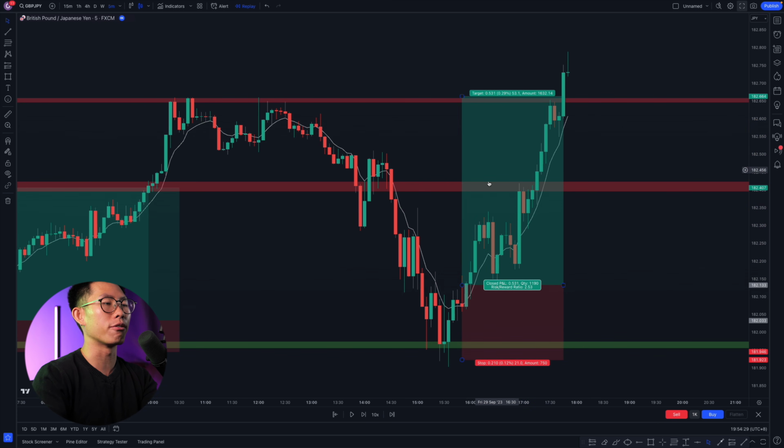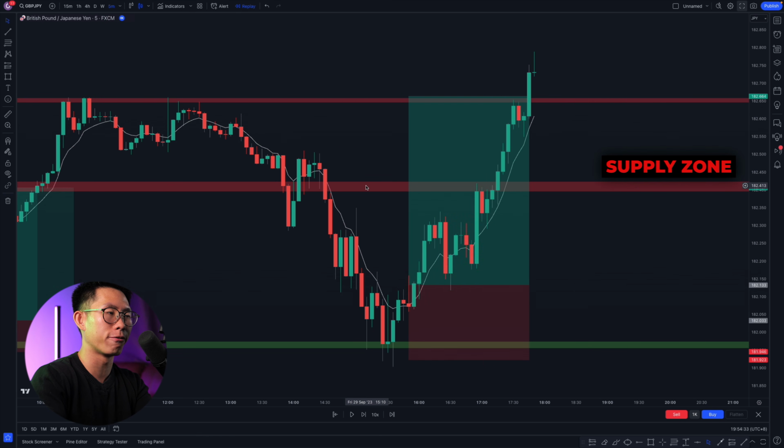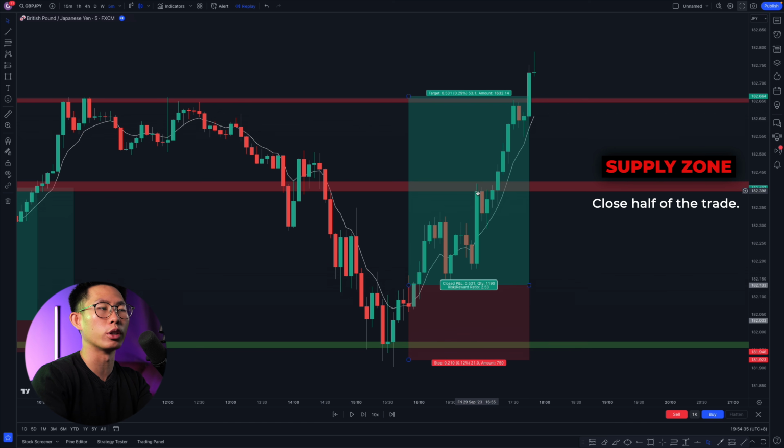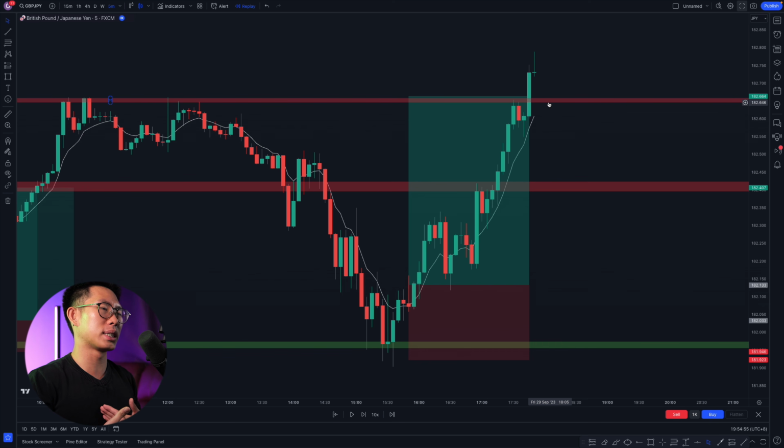Right, what you could have even done for this trade is take partial profits. So when price reaches this first supply zone, close half the trade, and then when price reaches this second supply zone, close the other half of that trade. Now for me, I don't personally like to take partial profits anymore. What I like to do instead is to scale in, because when I'm winning, I want to get that position bigger and make more money.